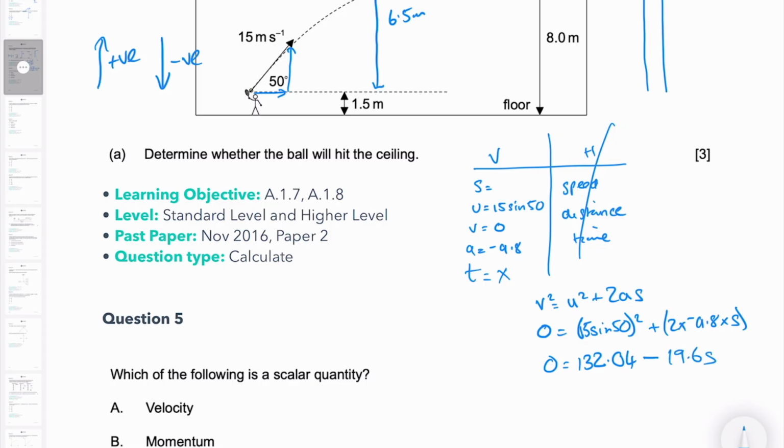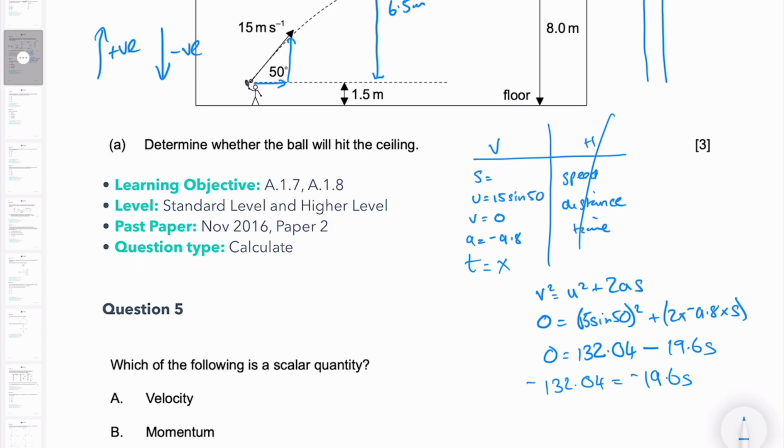19.6s. We're going to take the 132 over to this side, so minus 132.04 equals minus 19.6s, and we can work out s by dividing by 19.6. So s is equal to 6.7 meters. 6.7 is more than 6.5, so the ball will hit the ceiling.